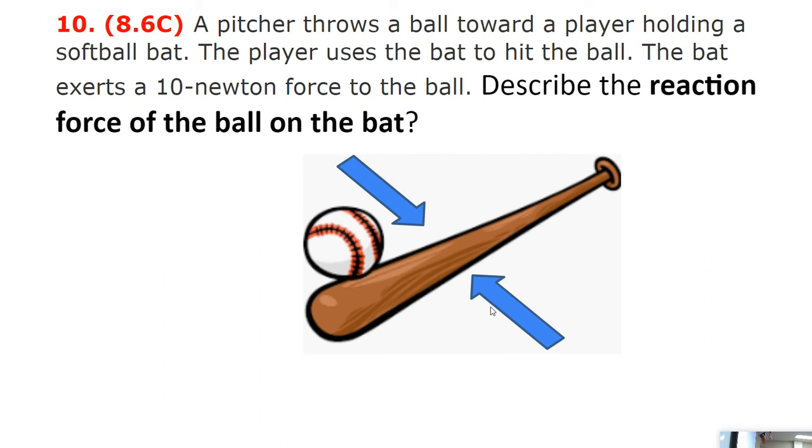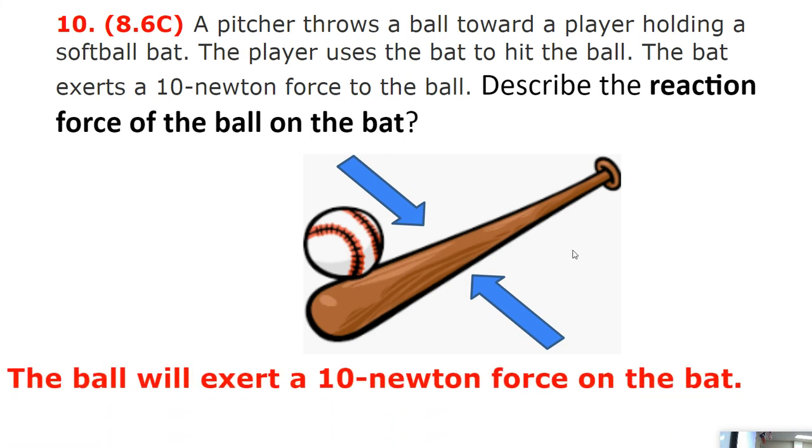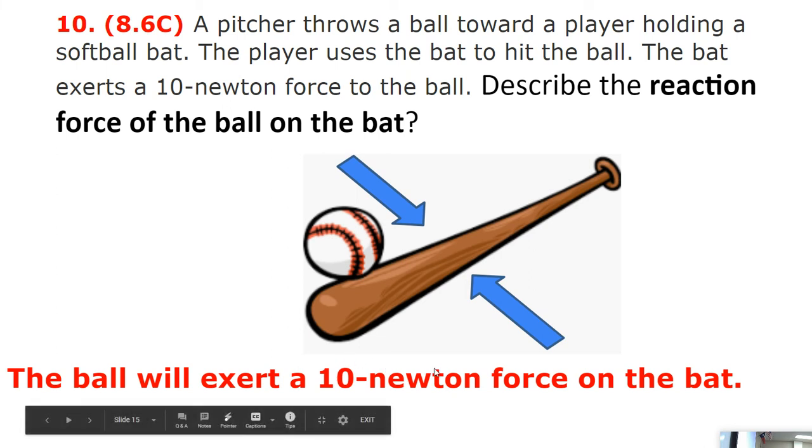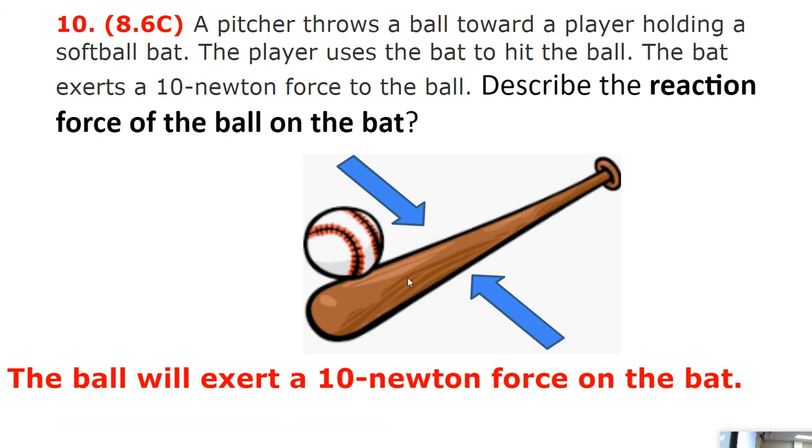So, for every action, there's an equal and opposite reaction according to Newton's third law. So if the bat applies 10 newtons of force to the ball, the ball is going to apply 10 newtons of force onto the bat. So we can say the bat will exert a 10 newton force on the ball, and the ball will exert a 10 newton force on the bat. Okay? So whatever force the bat hits the ball with is going to hit back on the bat with the same amount of force.